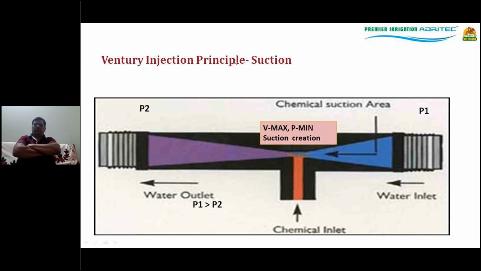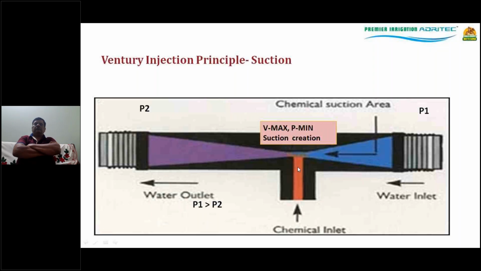So venturi, if people know about the Bernoulli's principle, you will note that if there is a pressure difference between the inlet and the outlet, then what will happen? The pressure difference. So basically inside the venturi, if you look at the construction, you have a larger inlet and you have a constricted portion over here through which the fertilizer is getting injected. How is that happening? Because of suction.